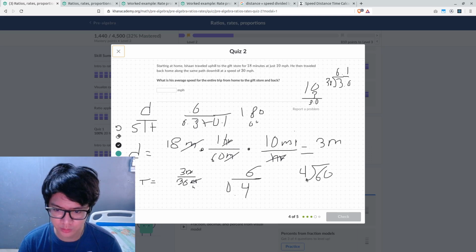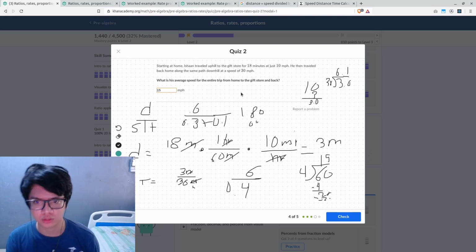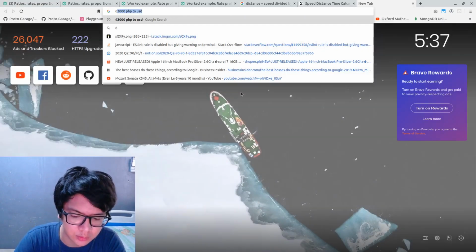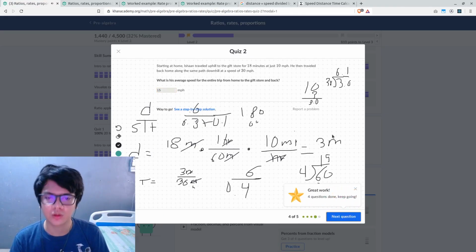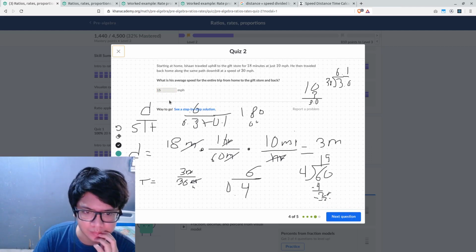So what is this? 60 divided by 4. 4 times 15. 60 divided by 4 is 15. Is it correct? I mean, it should be bigger, right? So, just need 15. Should be correct. Oh, cool. Yeah, we kind of did that. Okay.